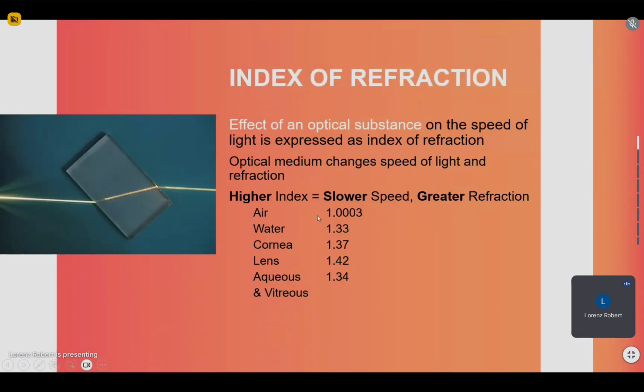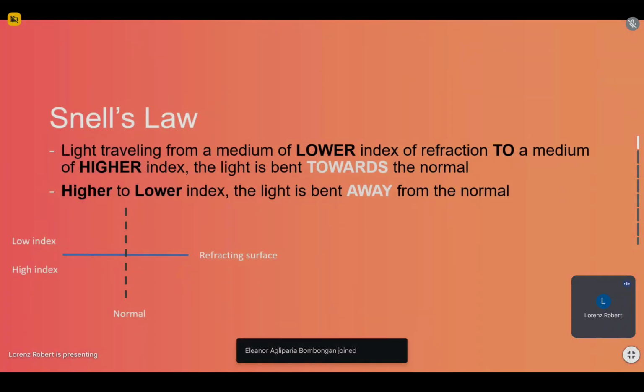Air is almost 1. Water is 1.33. So the greater the refractive index, the greater the refraction, the more it is able to bend light. Snell's law states that light traveling from a medium of lower index to a medium of higher index passes towards the normal. So let's say, for example, you have a glass of water. Light passes through air, hits the air-water interface, and goes towards the normal.